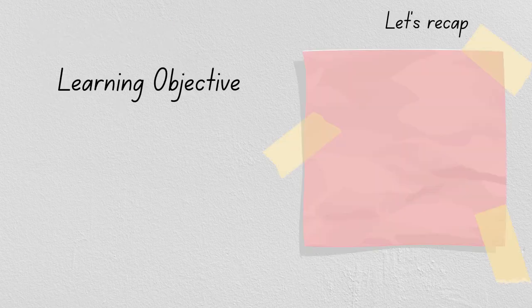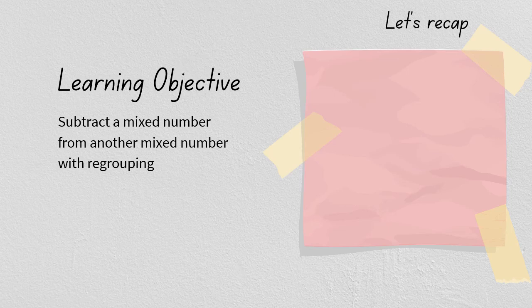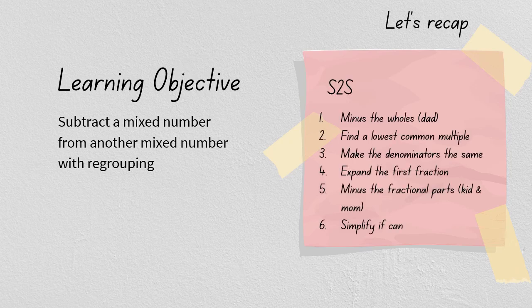Let's just quickly recap our learning objective and S to S for today. Today we are subtracting a mixed number from another mixed number with regrouping. Our S to S for today, the first step is minus the wholes, which are the dad. Step 2, find the lowest common multiple to make the denominator the same, and that is step 3. Step 4, expand the first fraction. That is more like expanding the whole number and making a part of the whole number as a fraction. Step 5, minus the fractional parts, which are the kid and the mom. And step 6, simplify if you can.